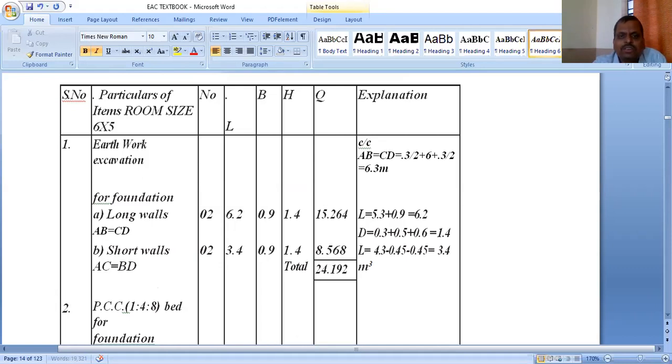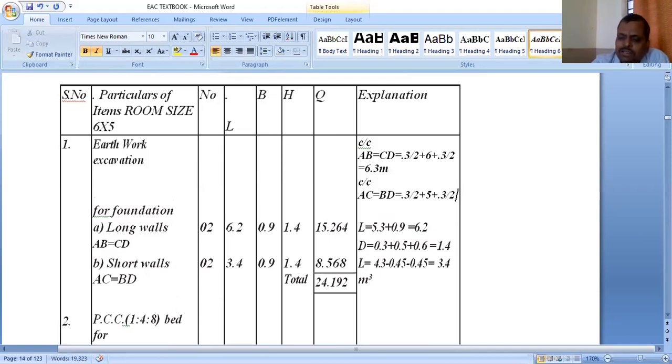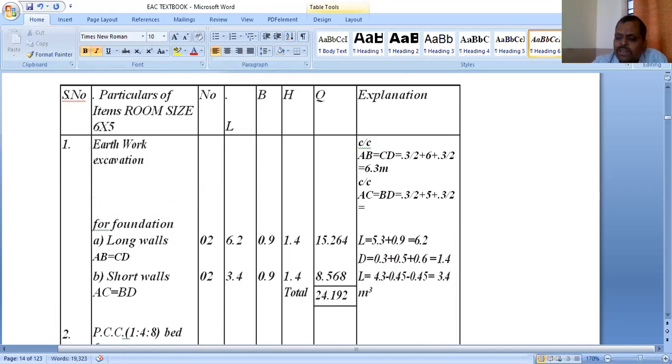In the same way, we are going to calculate center to center distance of AC equals to BD. And how much it will be again? It will be 0.3 by 2 plus 5 plus 0.3 by 2. It will be 5.3 meter respectively. Now here, this is the initial step which you have to follow before solving any type of problem. Remember this, before solving any type of problem, first step you have to calculate its center to center distance.